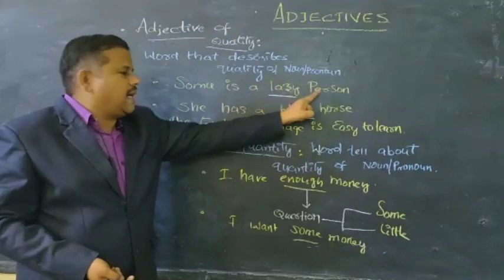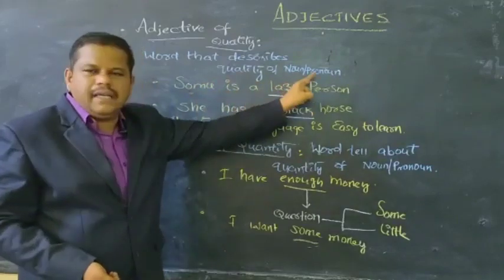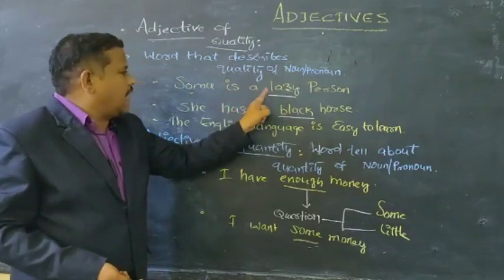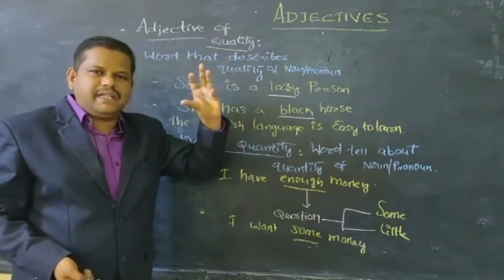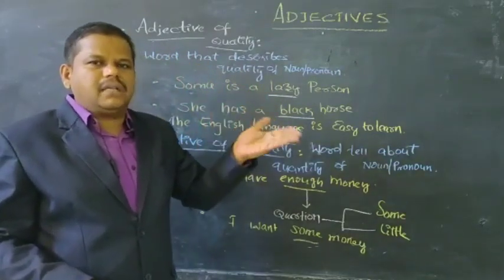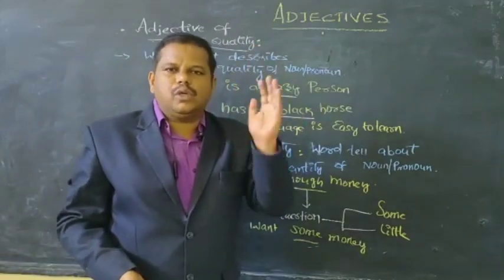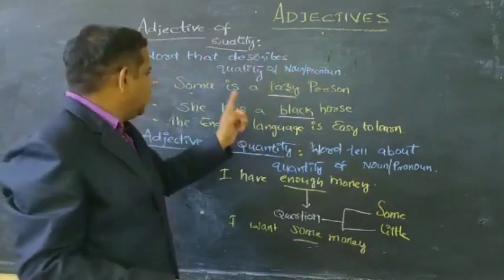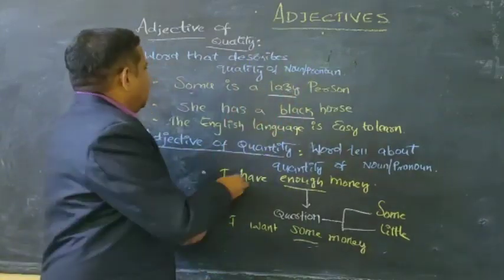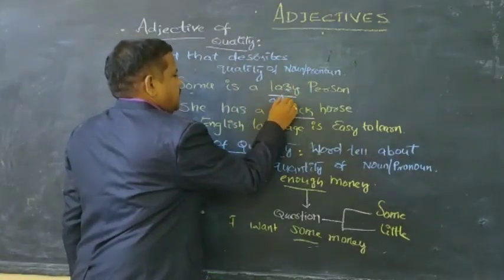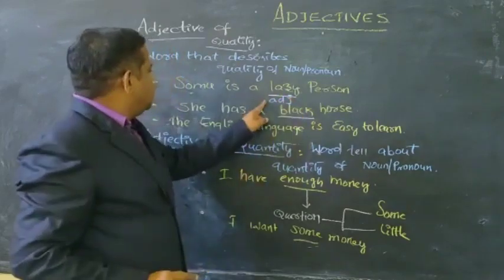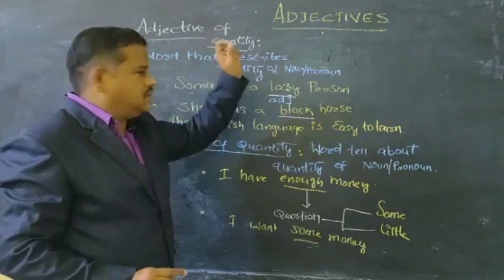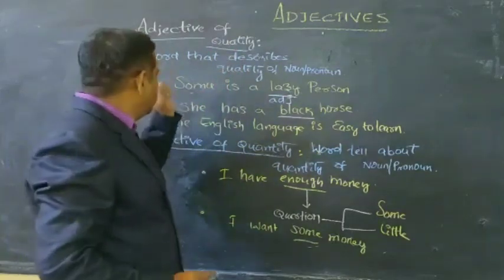Somu is a lazy person. In this one, lazy is a type of quality. Just now I explained that a quality can be positive or negative. Both can be considered for the adjective. What is the quality here? Somu is a lazy person. So this is the adjective. This adjective mentions the quality of a noun called Somu.